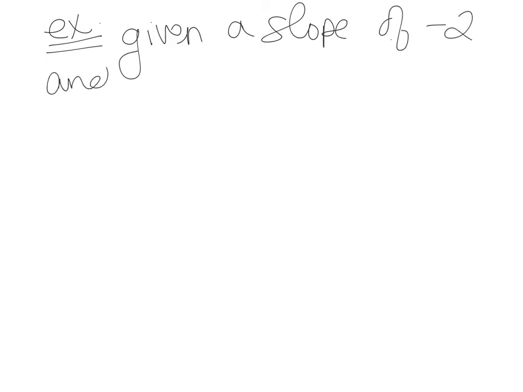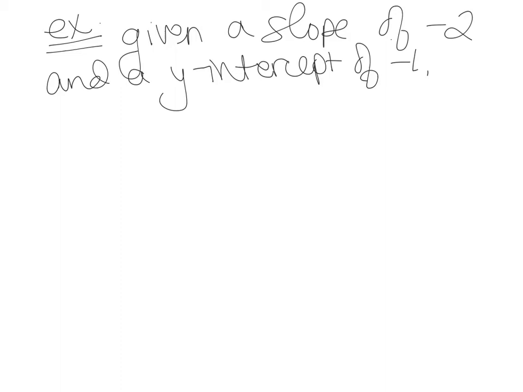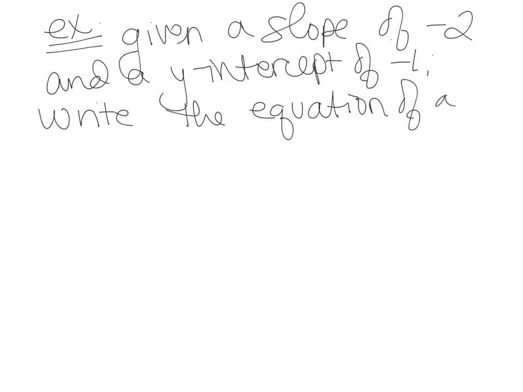Given a slope of -2 and a y-intercept of -1, write the equation of a line. Given a slope of -2 and a y-intercept of -1, write the equation of a line.